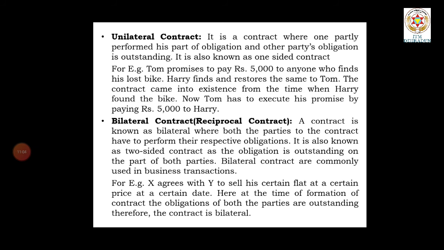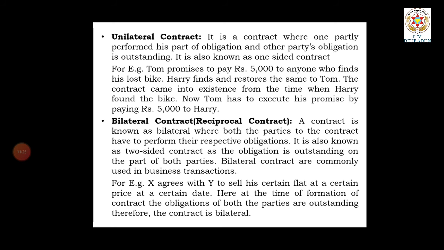That is unilateral contract. Next is bilateral contract, that is also called reciprocal contract. In a bilateral contract, both the parties to the contract have to perform their respective obligations. It is also known as two-sided contract as the obligation is outstanding on the part of both the parties.